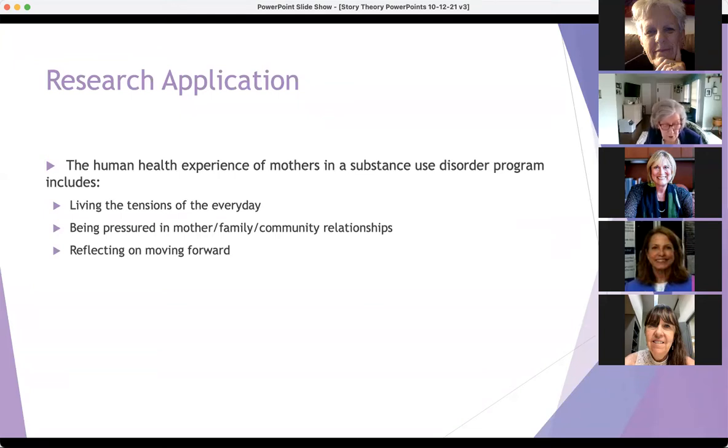Reflecting on moving forward is acknowledging the decision to commit to a substance use disorder program that is driven by the fear of losing children. Keeping children happy and healthy is the inspiration to stay in recovery and enable a future vision for a better life for her and her children.